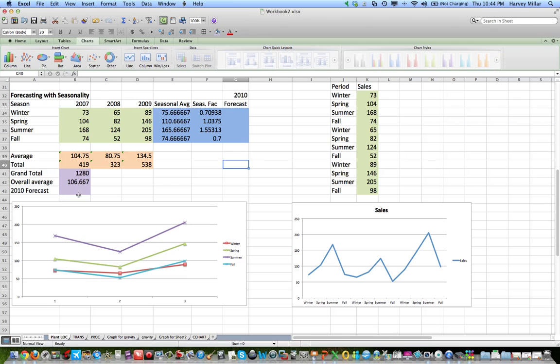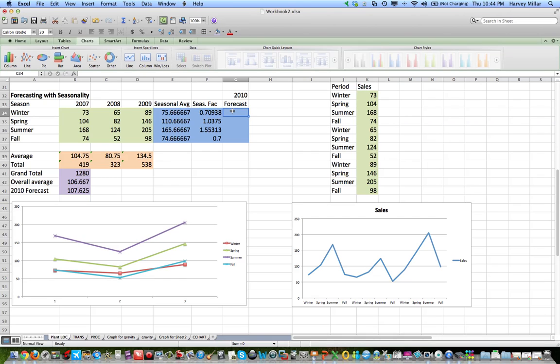So with a two-period moving average, the forecast, the average seasonal value for 2010 would be the average of, this is just a two-period moving average, 80.75 and 134.5. So we're going to raise this to 107.625. So that's what we're going to use.